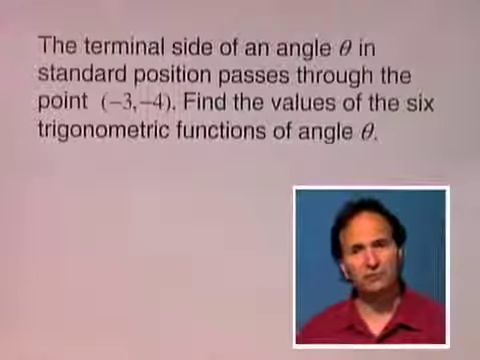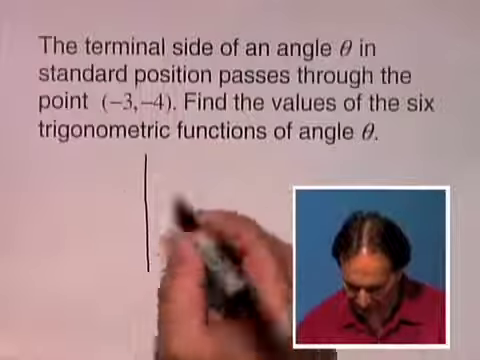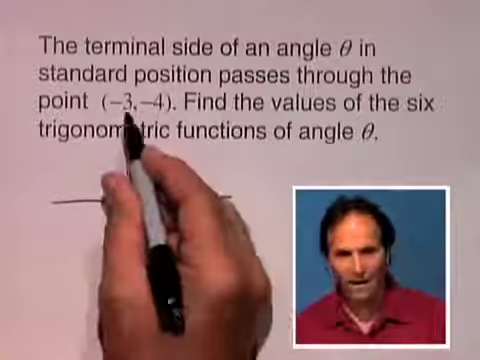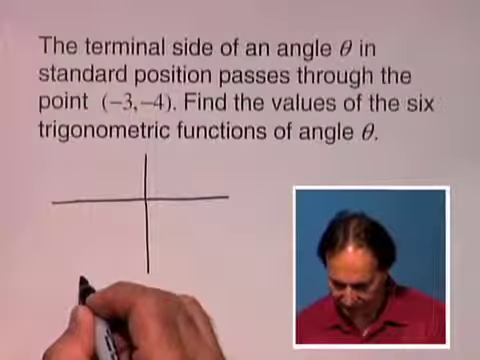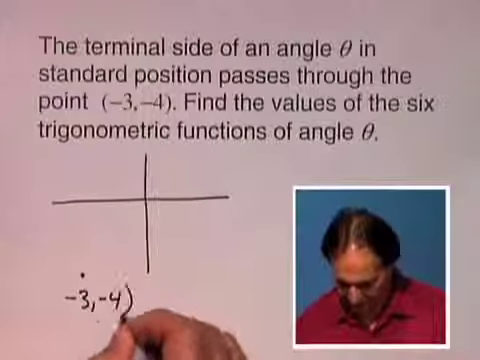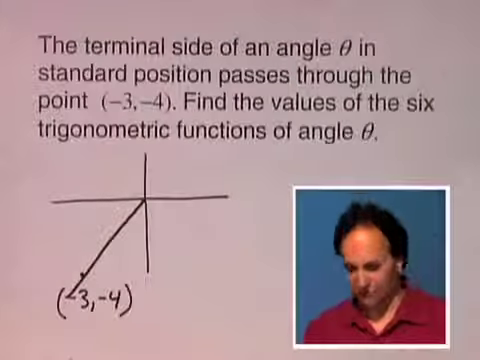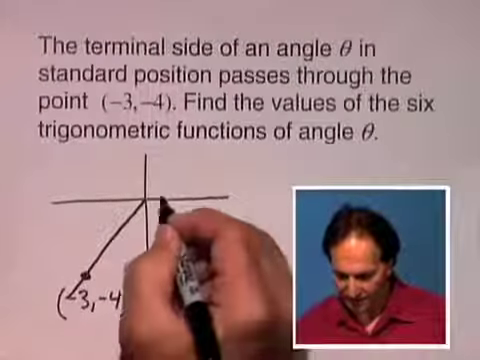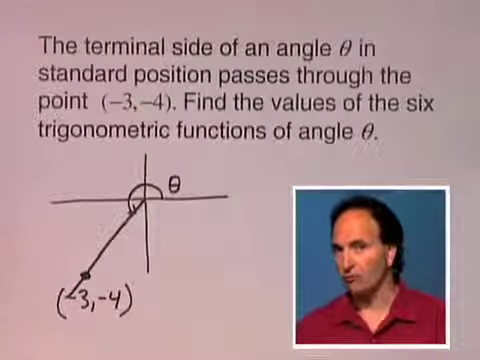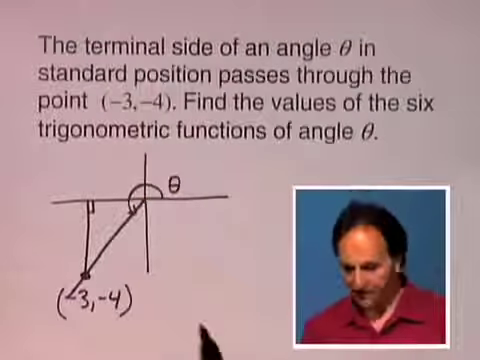So let's start by drawing angle theta in standard position. So here we have our axes, and we have the point -3, -4. And let's label that -3, -4. We know that the terminal side of angle theta passes through that point, and so theta would be this angle. Let's now draw a right triangle and label its sides accordingly.